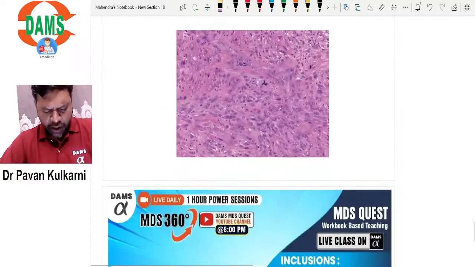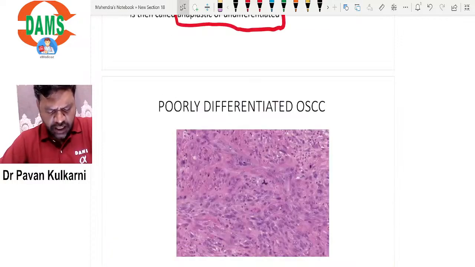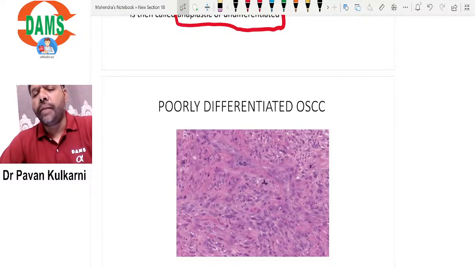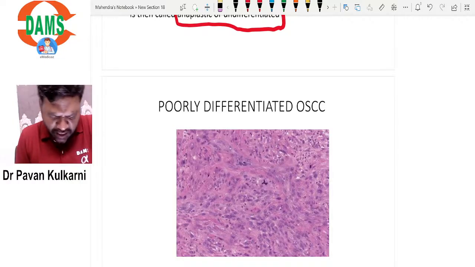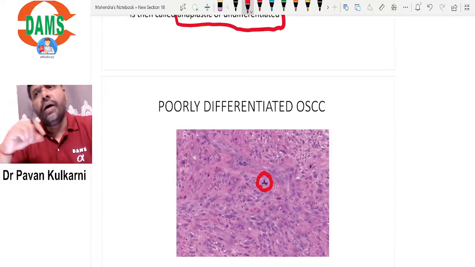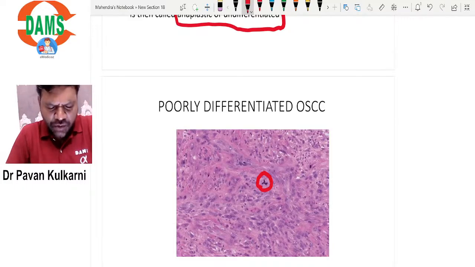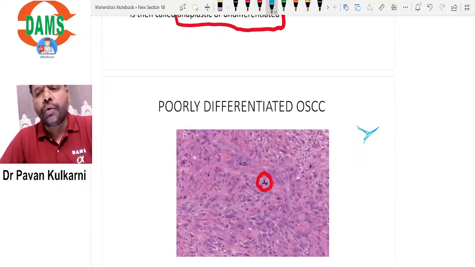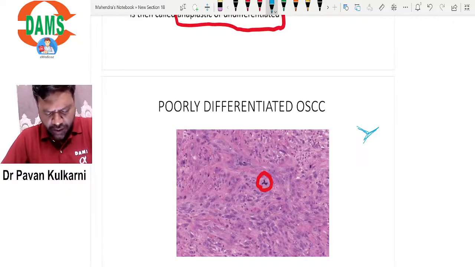I'll show you an image of this. You can see here, this is an image of poorly differentiated squamous cell carcinoma, where you can see this is a mitotic figure. This is tripolar. It is called tripolar. Sometimes the mitotic figure is nothing but your chromatin. Sometimes you will have tripolar, quadripolar. That is nothing but abnormal mitotic figures.